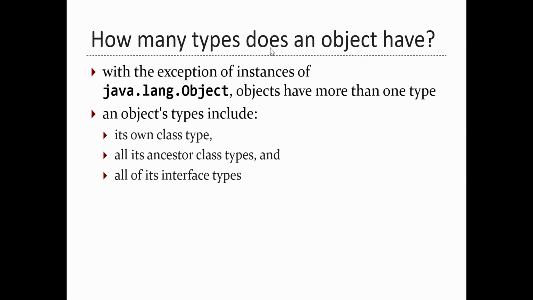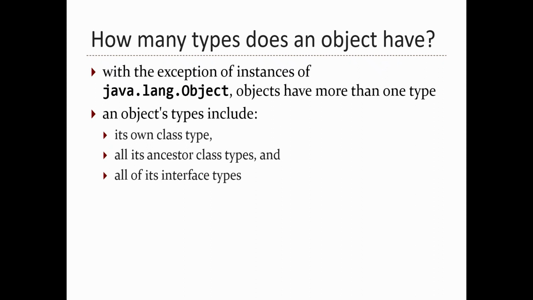This leads us to the next part of inheritance, and that has to do with how many types an object actually has. If you have a big O Object, that only has one type. Everything else in Java has more than one type.